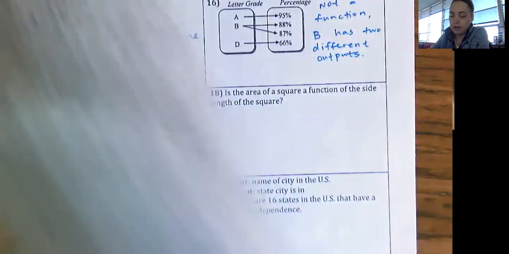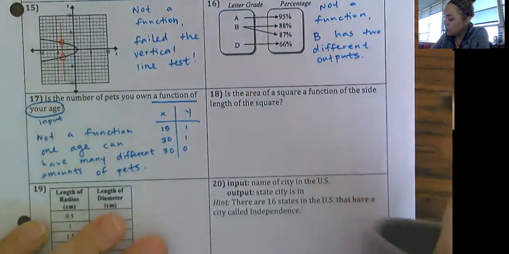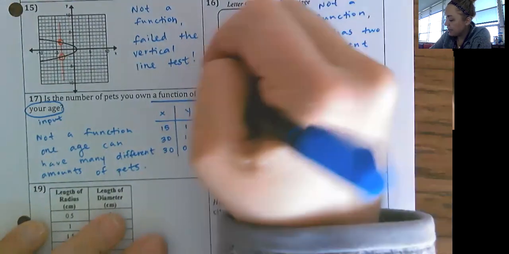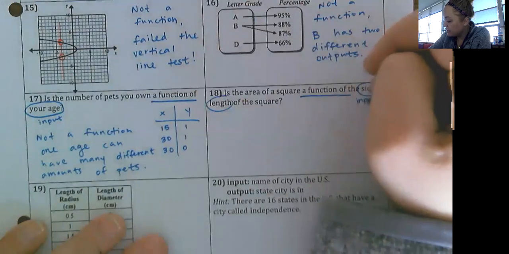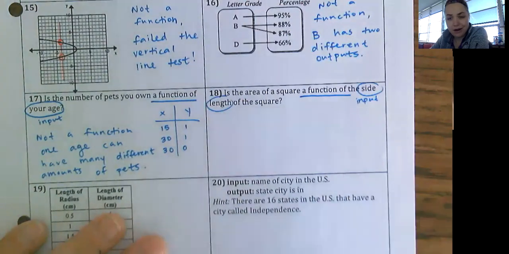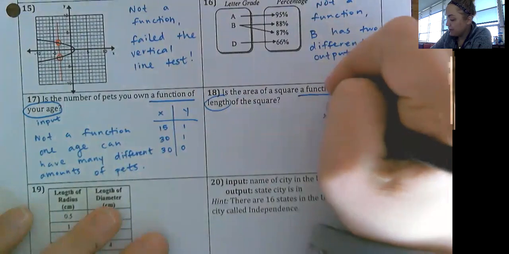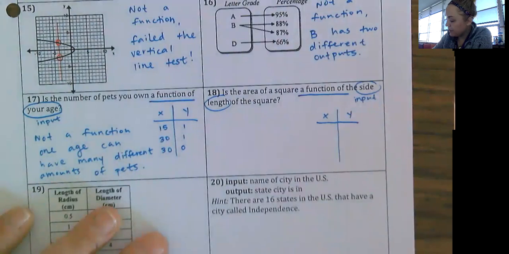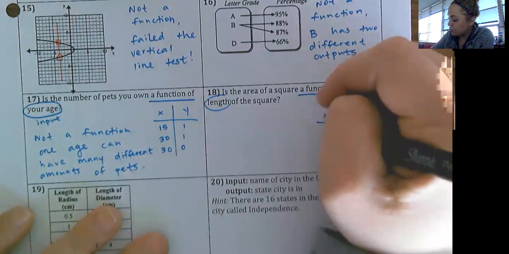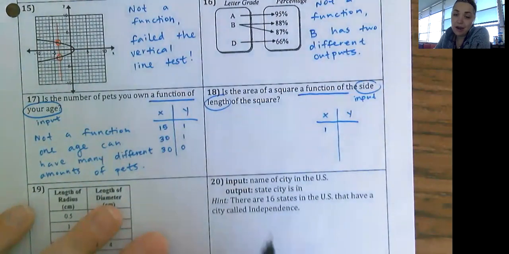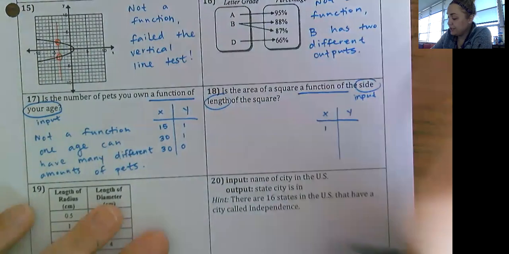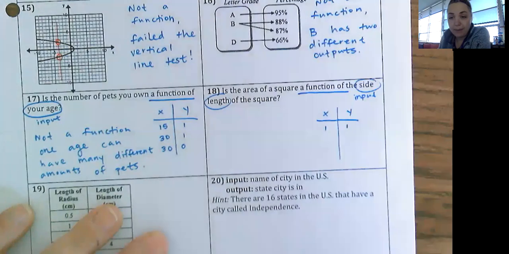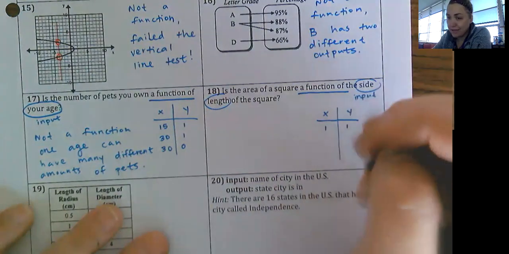Okay, on number 18, is the area of a square a function of the side length? So that is my input. So if side length is the input, the area is the output. I'm going to make another representation. So let's say that I've got a square and the side is 1. Well, to get the area, I would need to do 1 times 1 for those 2 sides, multiply them, and I would still get 1. Okay, that's the only answer I could get.